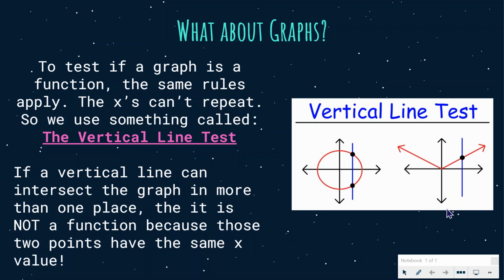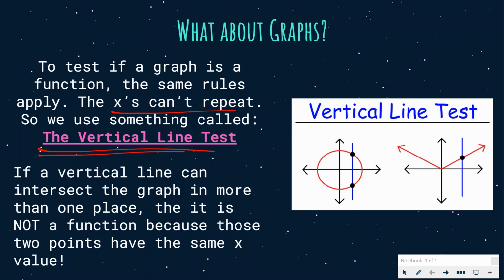So we talked about how to test if something is a function from a mapping or just a set of ordered pairs, just looking at the x-coordinate. If it repeats, it's not a function. And actually the exact same rule applies from a graph, but there's an easier way to tell. So again, the x-coordinates can't repeat.